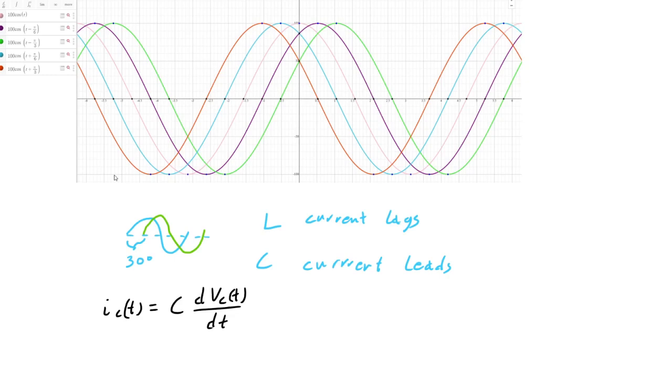And the same thing for the inductor. The voltage drop across the inductor is going to be L di_L(t)/dt. And you can see the current is going to lag the voltage. The voltage can change faster than the current can in the same amount of time. So it makes sense that our phase shifts would be like this.